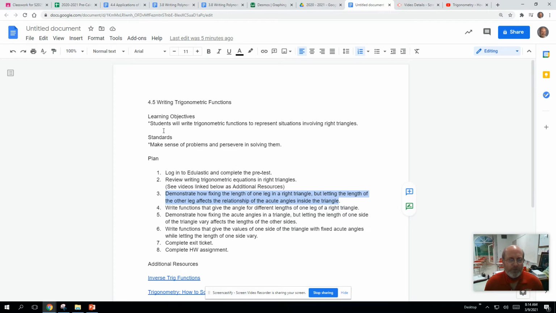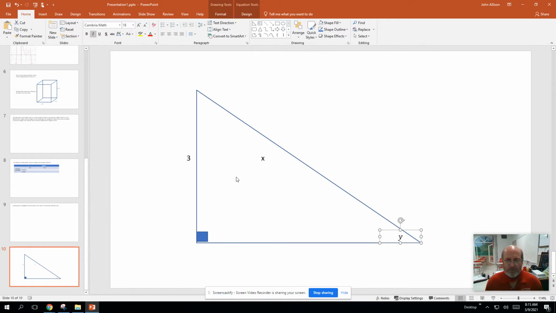But in this first video, we're going to demonstrate how, when we fix the length of one leg in a right triangle and let the length of another leg or another side vary, that affects the relationship of the acute angles inside the triangle. So in this case, we'll be writing an angle as a function of one leg of the triangle while the other leg is fixed. Let me bring that here. Let's make this the leg that's going to vary, and let's let y be one of the acute angles inside the triangle.